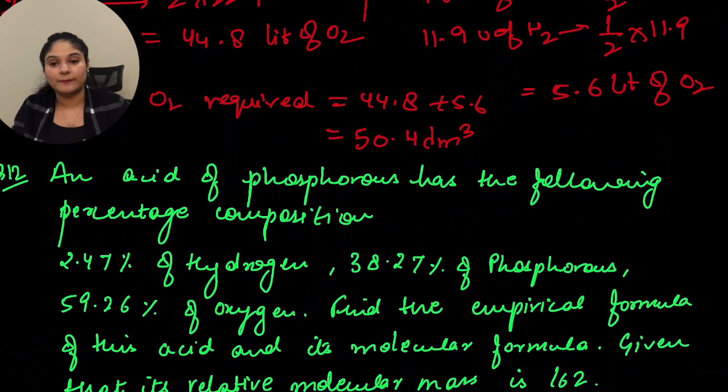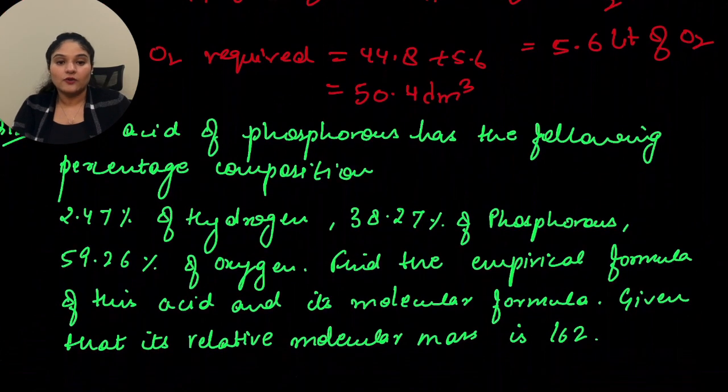This is question number 12. An acid of phosphorus has the following percentage composition, and then the percentages are given. Find the empirical formula of this acid and its molecular formula, given that its relative molecular mass is 162. Okay, so first we'll work on empirical formula. This is an important question, students. This has everything and good information is given here. Bigger numbers are given, trying to confuse you. So first, stick to the method. If you stick to the method, you will not make any mistakes. So let's get started with the method.